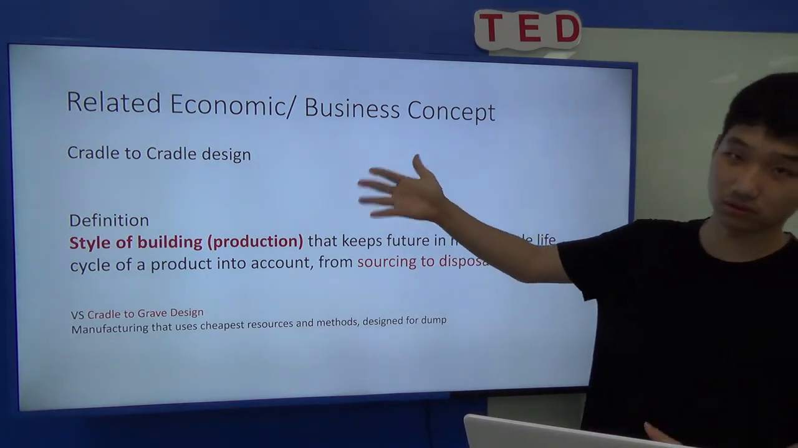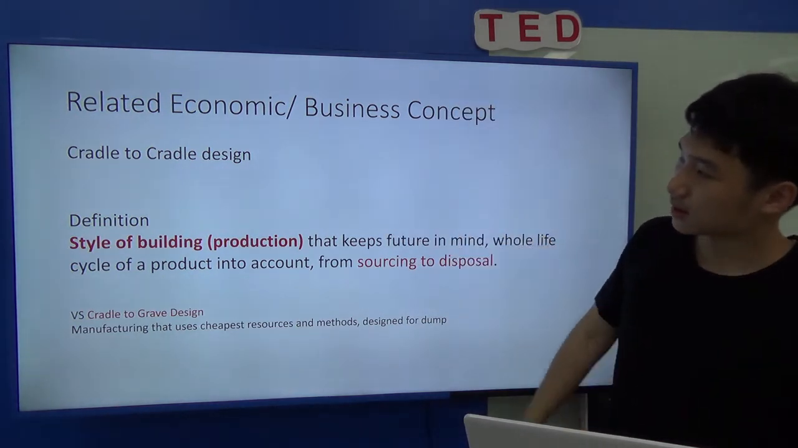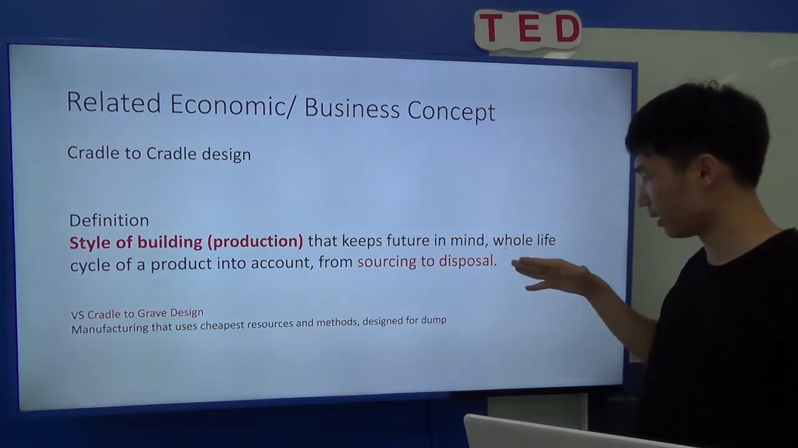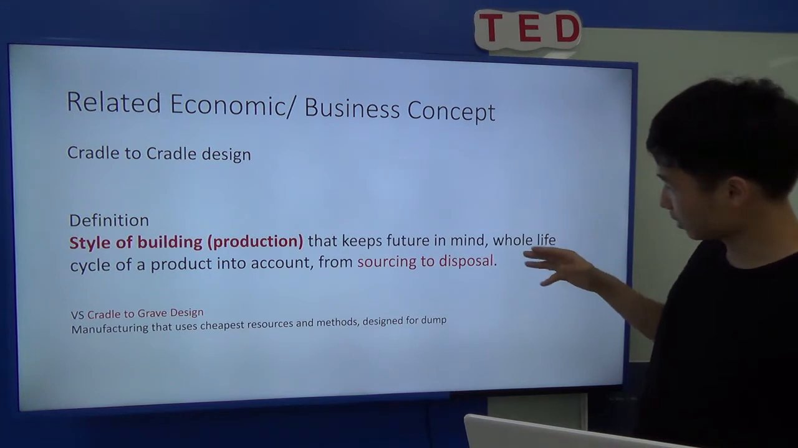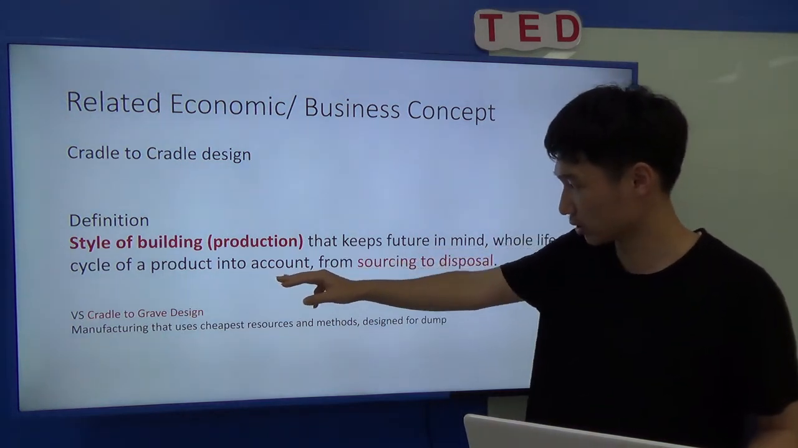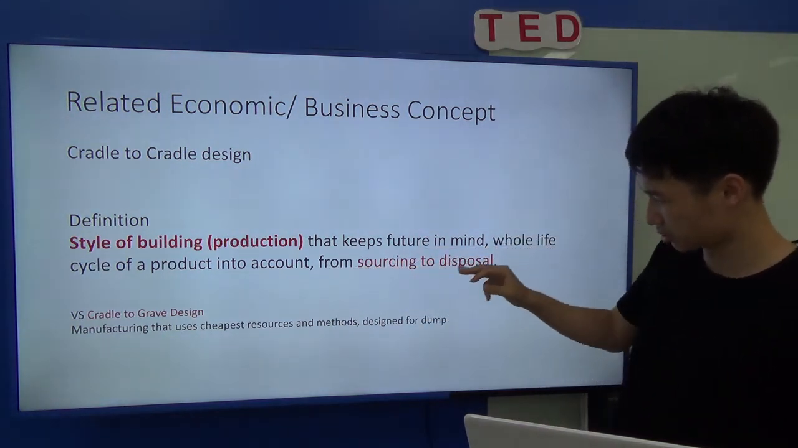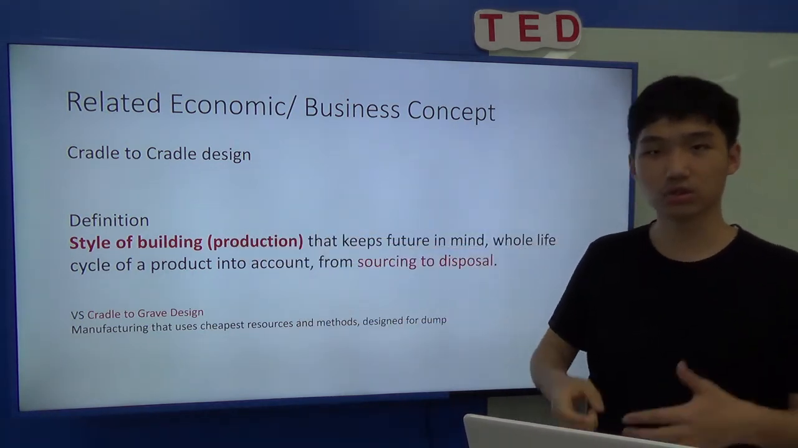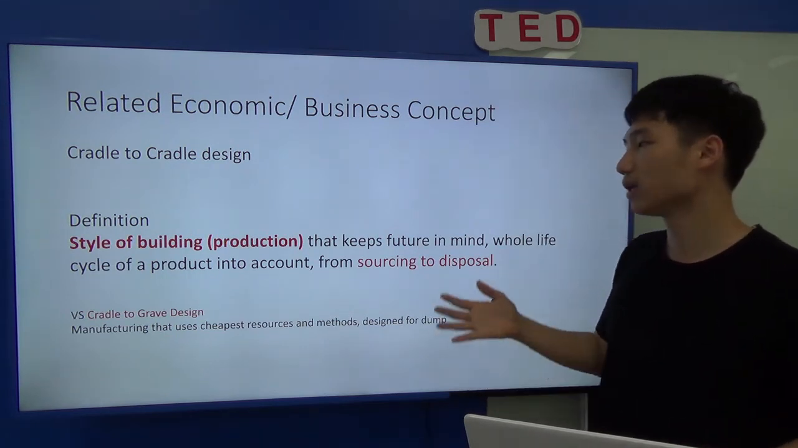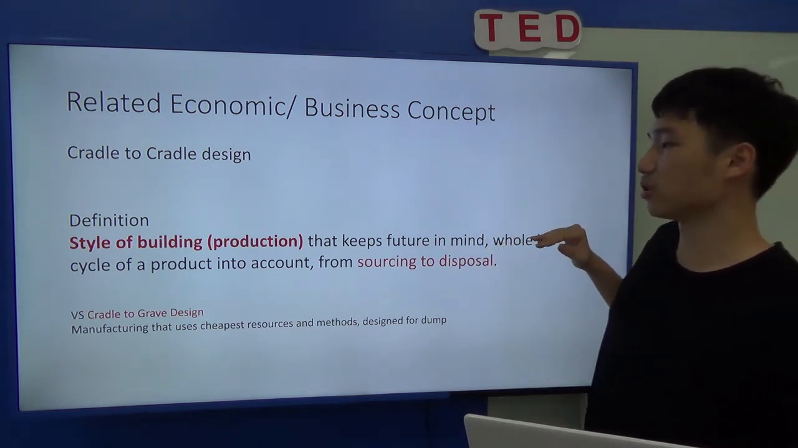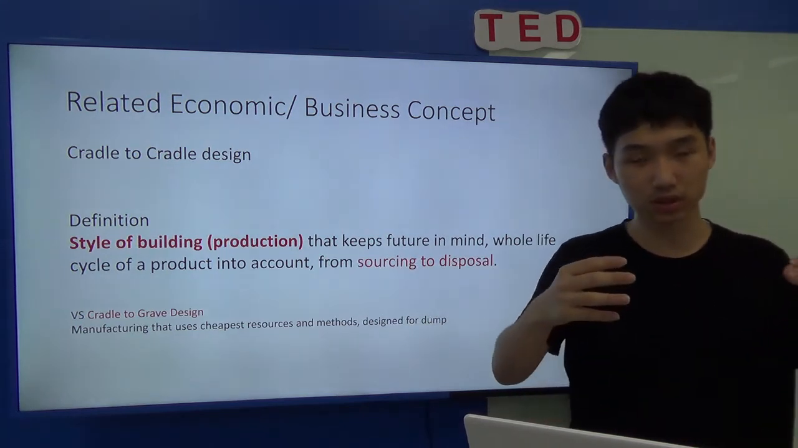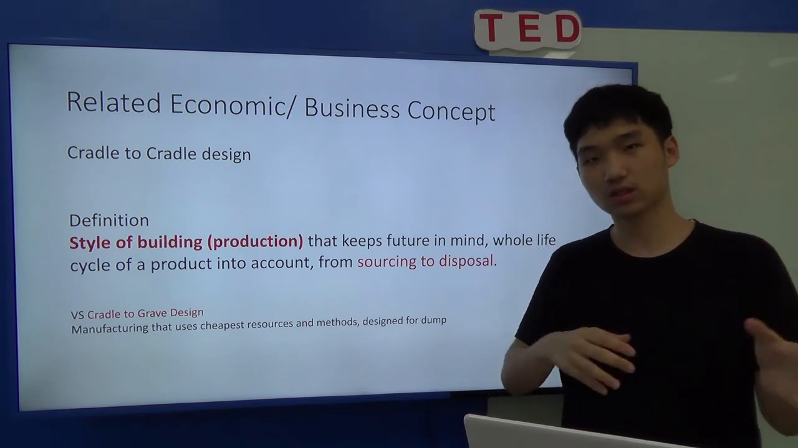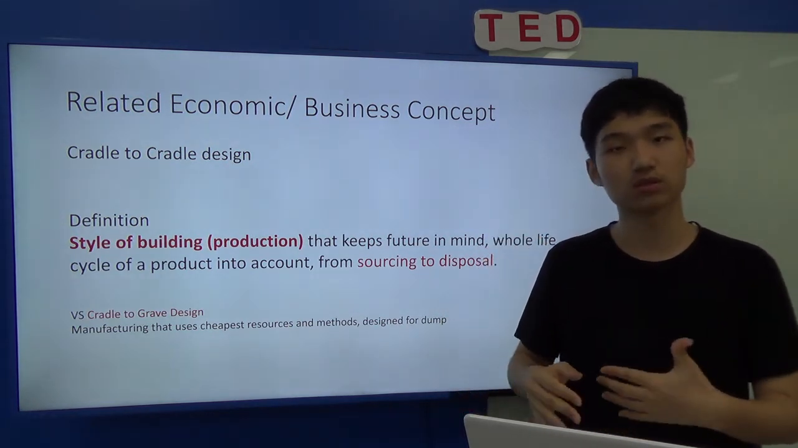Cradle-to-cradle design, which is the title of the TED Talk, by definition is a style of building or production that keeps the future in mind. So it keeps in mind the whole life cycle of a product from sourcing to disposal. So it's a production method that takes into account the whole life cycle of a product from when it's first sourced, for example, finding the resources, to when it's finally disposed. So it's treated as junk.